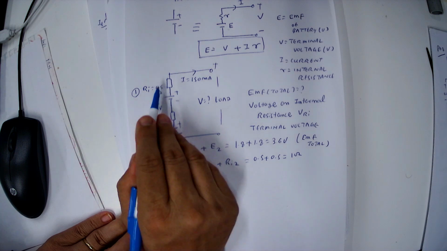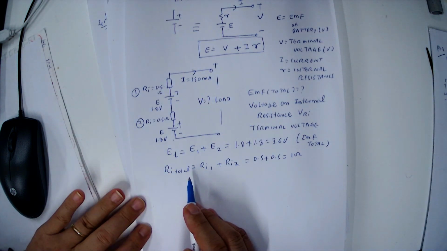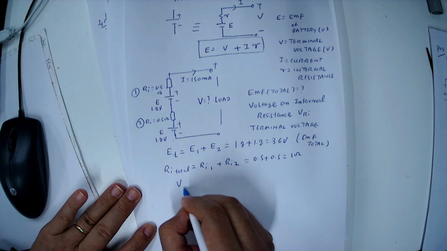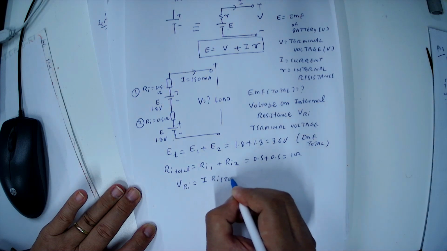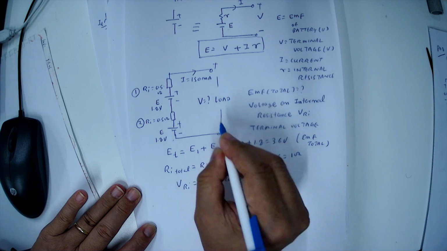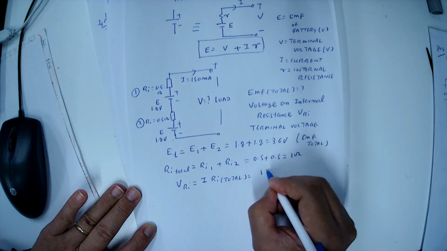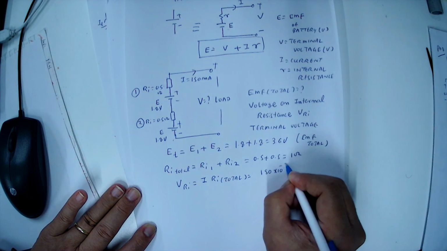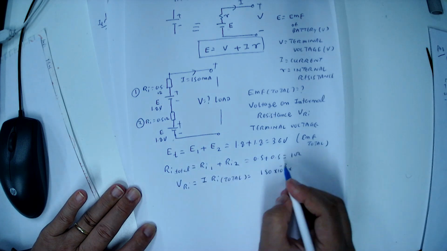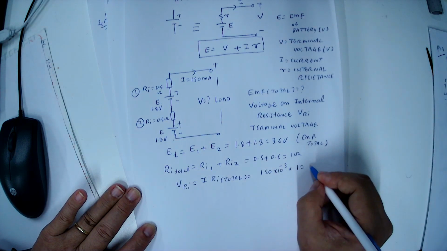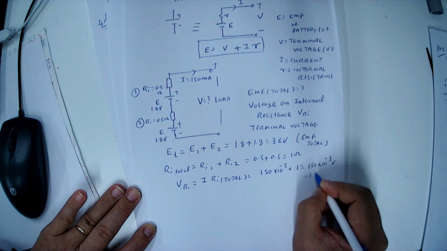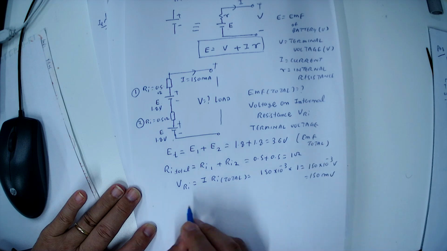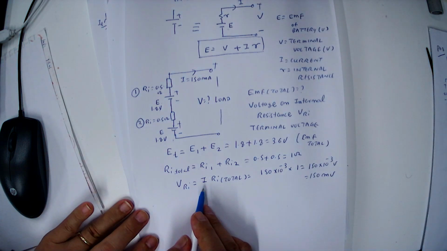So the current passing through the two resistors. We calculate V_Ri equal to I multiplied by R_i total. The current is 150 milliamperes, 150 multiplied by 10 to the power minus 3. Total resistance is 1 ohm. So you get 150 multiplied by 10 to the power minus 3 volt, or 150 millivolt. This is the way we calculate.